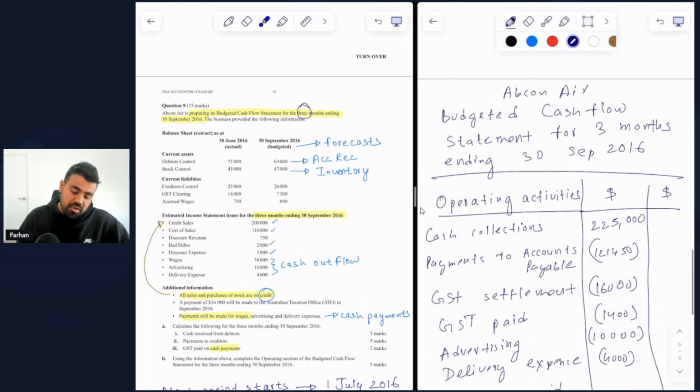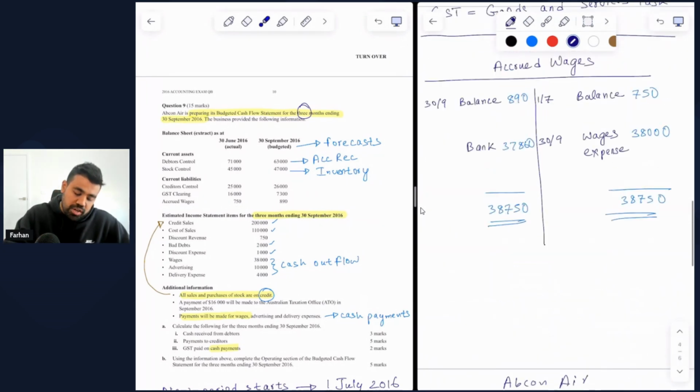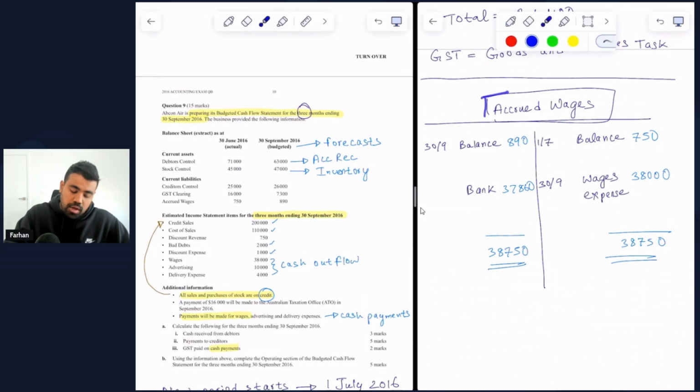So what we do now is prepare a ledger account for accrued wages, which is a liability account. So liabilities by default have an opening balance on the credit side and closing balance on the debit side of the ledger account. This also means that liabilities, when they increase, we credit them, and when they decrease, we debit them. So on the credit side, you can see I've included the opening balance on 1st of July of $750 and the closing balance at 30th of September of $890, which is what you can get to see in the balance sheet extracts. Then we know that during the 3 months ending 30 September, the total wages expense are $38,000.